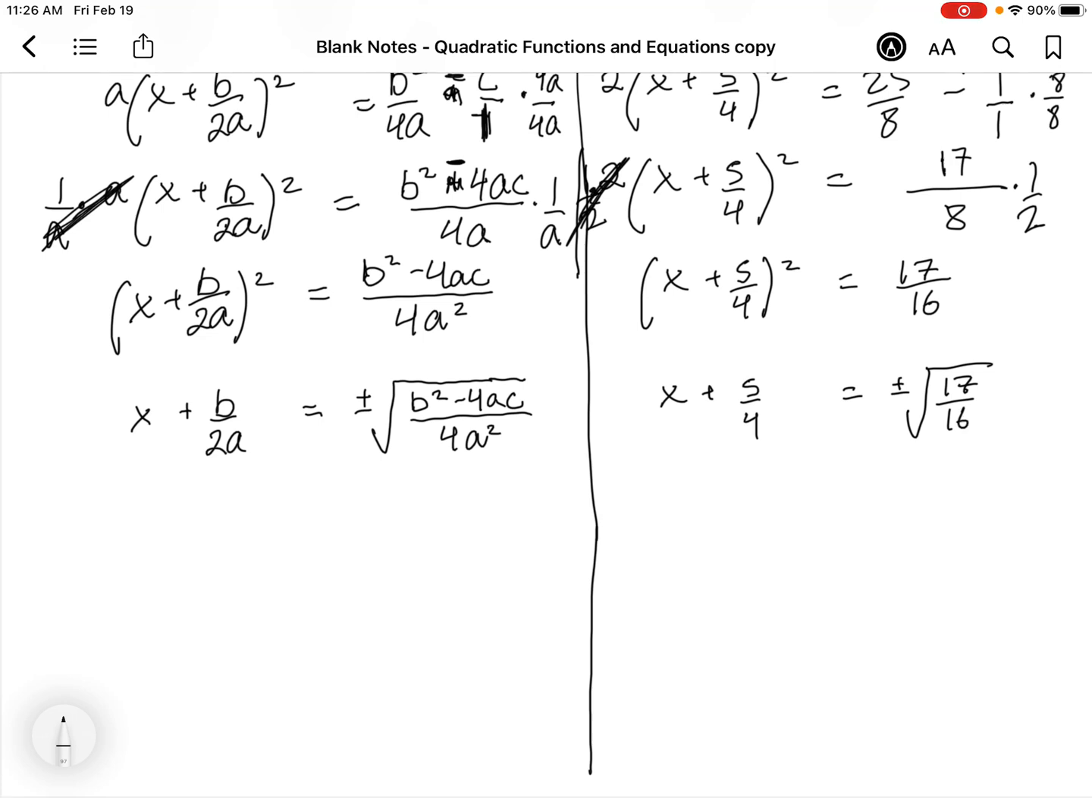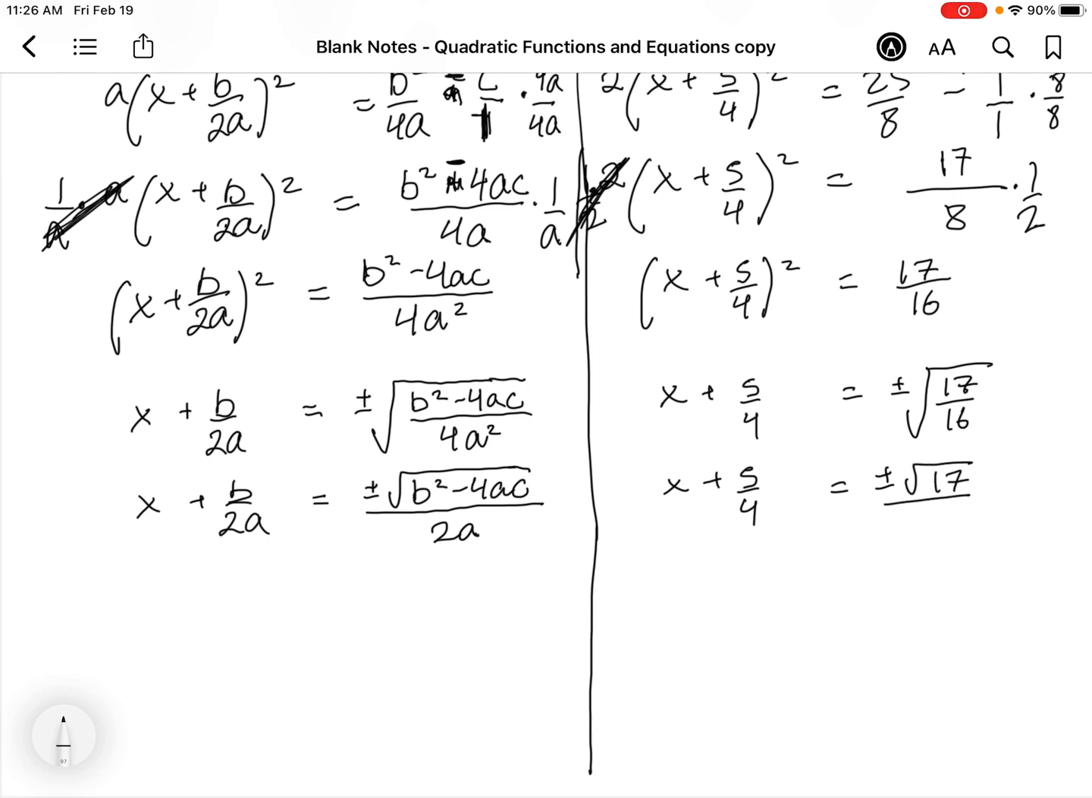Okay. Now, what's nice is if you look at the denominators in each of the radicands, those are both perfect squares. So I can actually take those outside of the radicands. So I'm going to end up with this. x plus b over 2a equals plus or minus the square root of b squared minus 4ac over the square root of 4a squared, which is 2a. And here I'm going to have x plus 5 over 4 equals plus or minus the square root of 17 over the square root of 16, which is 4.